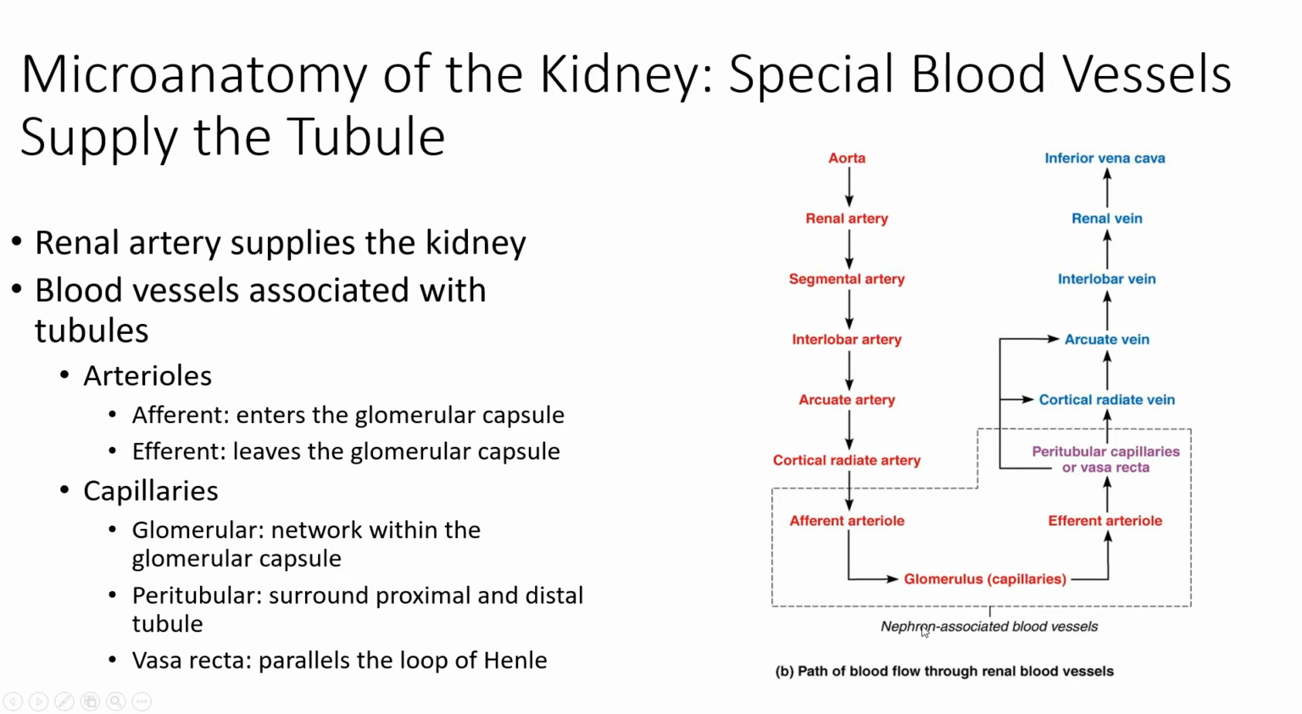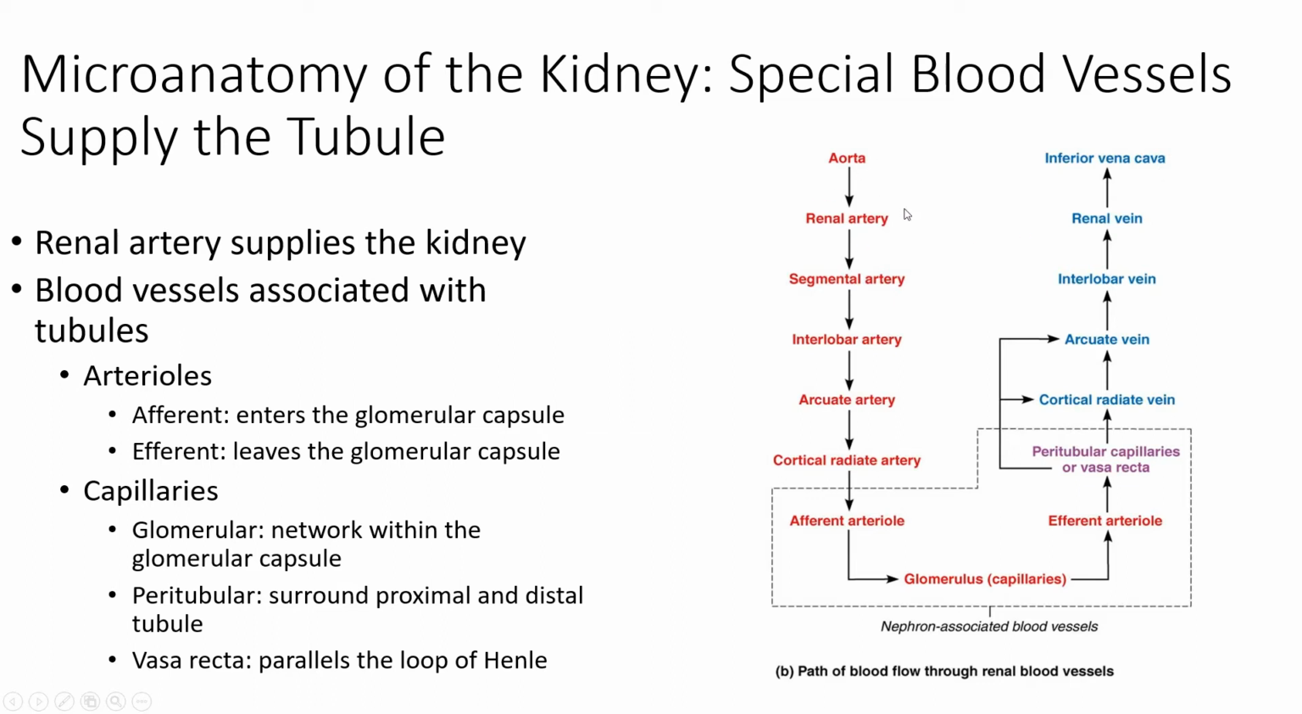So now let's talk about the microanatomy of the kidney, where we talk about the specialized blood vessels. And so here's a diagram of how blood flows from the aorta into the kidney, and the capillaries that it will have to go through, and how it's going to remove the blood from these capillaries and return it back to the main blood supply.